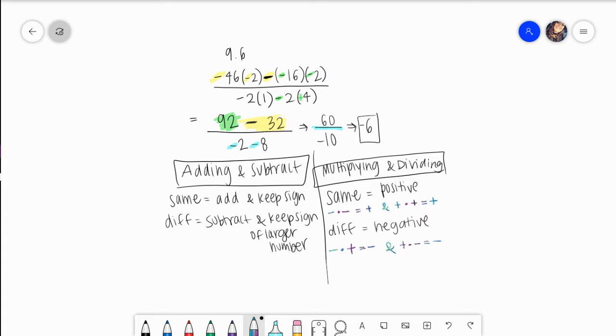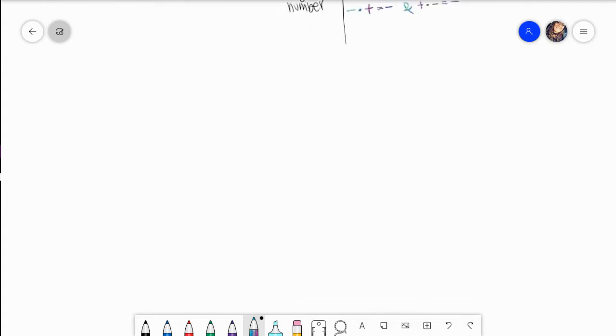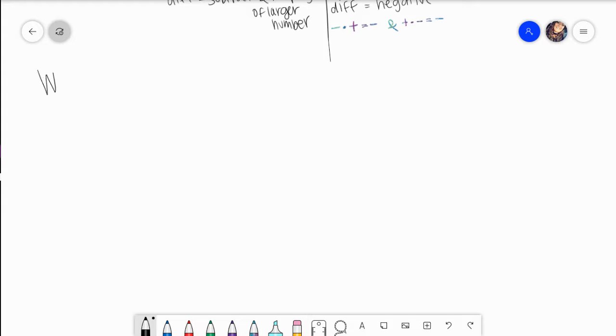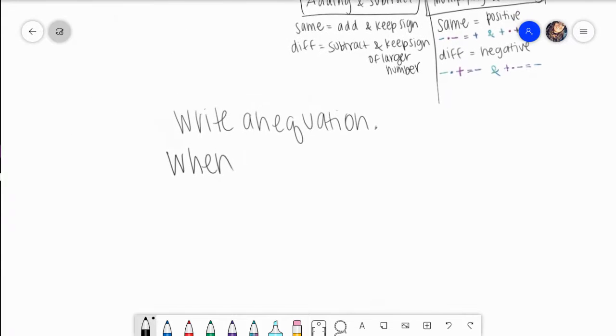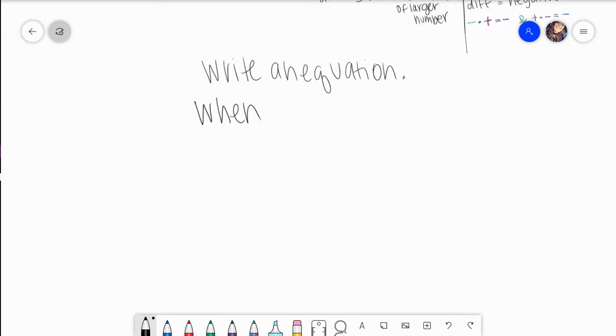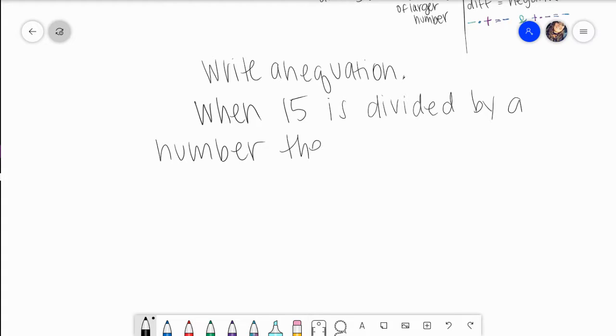Okay, so I'm going to end this by writing an equation. So in the homework, it will tell you to write an equation. And this is what it tells you. It says, write an equation. When 15 is divided by a number, the result is -3. What sticks out to me?